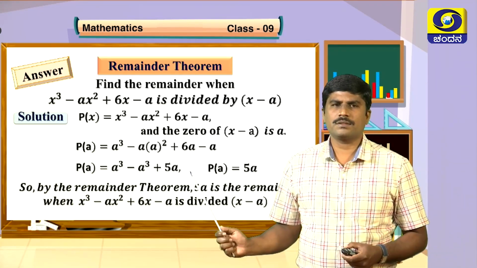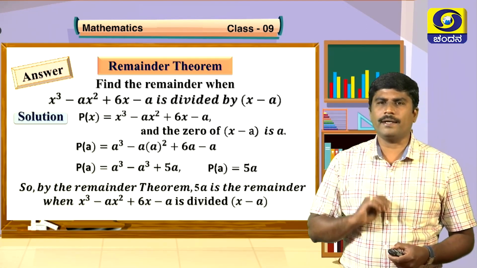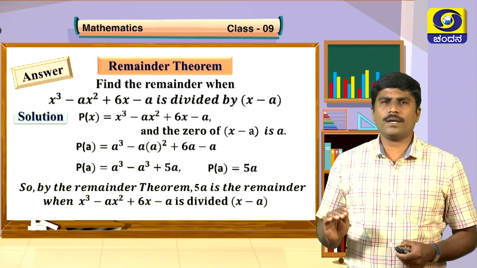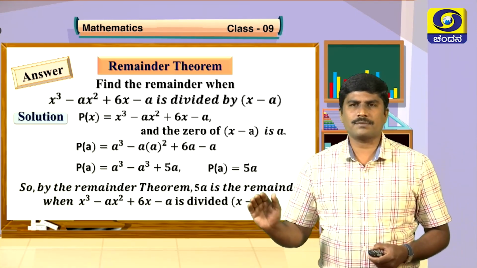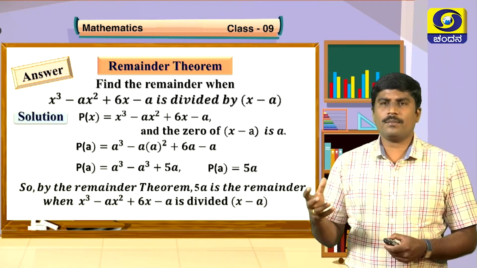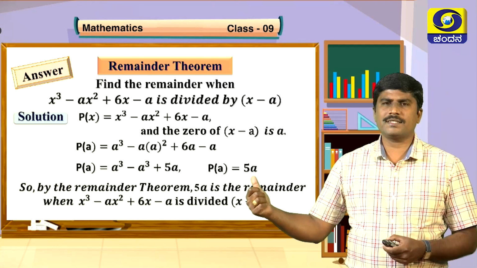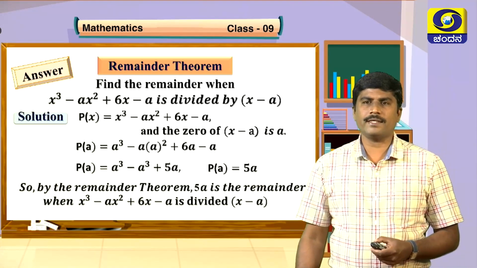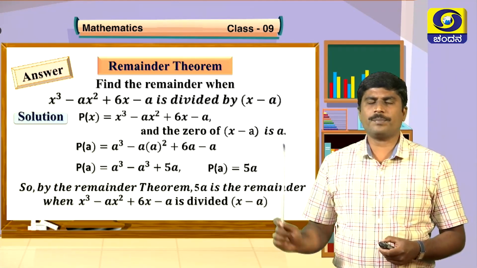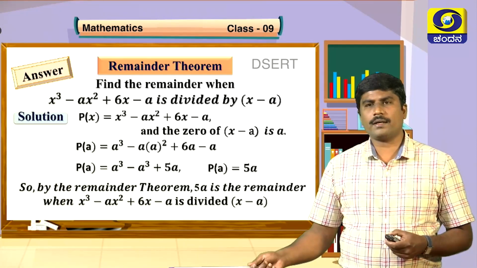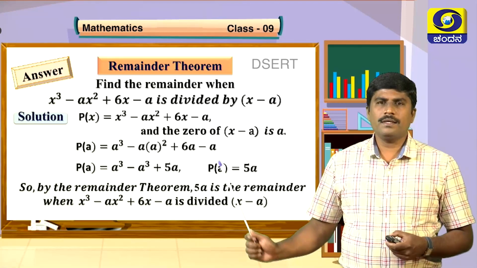So by the remainder theorem, 5a is the remainder when x cube minus ax square plus 6x minus a is divided by x minus a. Children, now you are able to identify the answer: p of a is equal to 5a. This is the remainder. In the previous problem you came across division of polynomials, where you also get a remainder. Here, in the remainder theorem, you will get the remainder in the easiest way.